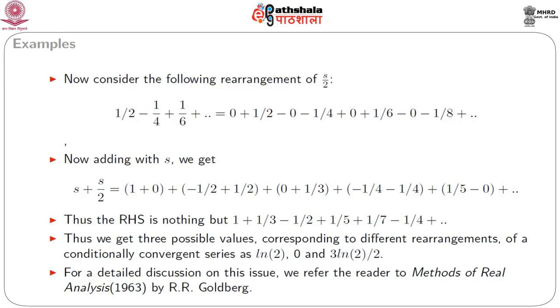In the right hand side we get the same quantity, the original series is expressed in the right hand side. Thus, we get 3 possible values corresponding to different rearrangements of a conditionally convergent series: log 2, 0 and 3 log 2 divided by 2. For a detailed discussion and the related theory on this issue, we refer the reader to Methods of Real Analysis by Goldberg.